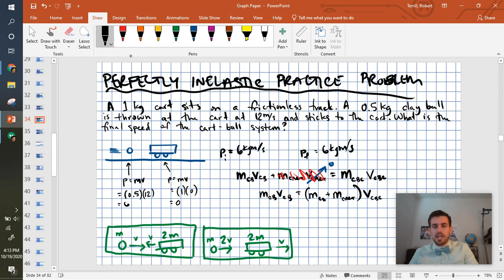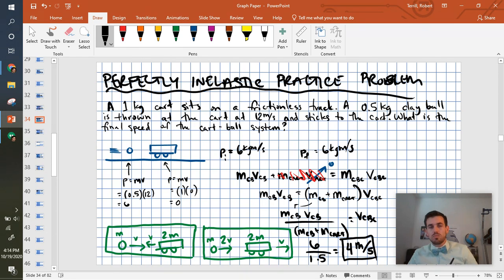So from here, I can just divide both sides by that. So this becomes the mass of the clay ball times the velocity of the clay ball, all over the mass of the clay ball plus the mass of the cart, equals the velocity of the clay ball cart system. And this was a total of 6 on the top. We figured that out already. Over 1.5, because that's the 0.5 and 1 right there. So that comes out to be 4 meters per second as our answer. Okay. That's how you do this problem.